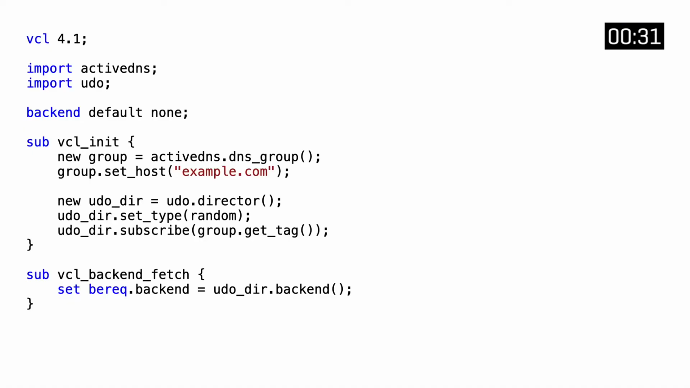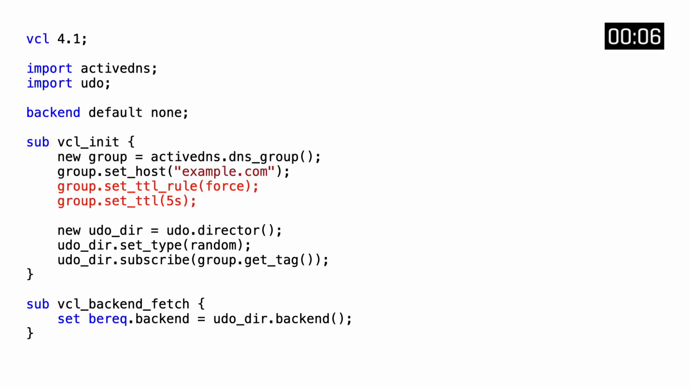When we look at the VCL code to get this done, we first need to import the UDO VMOD. We need to create an empty backend, and then create a UDO director object, assign a distribution type, and then subscribe to the DNS group, which will get updated once DNS changes apply. And in the end, it's just a matter of assigning the backend by calling the UDO director's backend function.